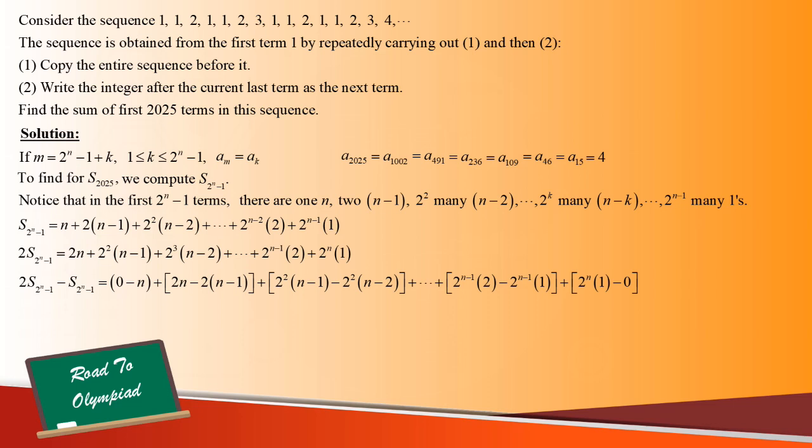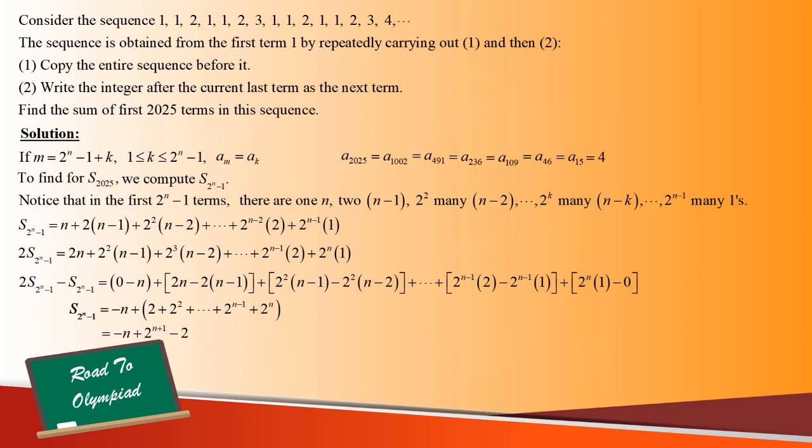Notice that the result of the difference is simply S_(2^n − 1), and the first bracket on the right hand side gives us negative n, the second bracket gives us 2, the third bracket gives us 2², the fourth gives us 2³, and so on, where the sum of the powers of 2 at the back is simply equal to the sum of the first n terms of a geometric progression with first term 2 and common ratio 2, which is equal to 2^(n+1) − 2.